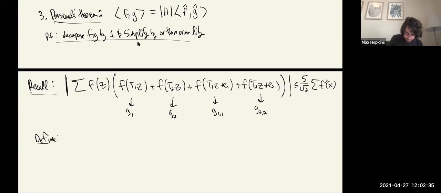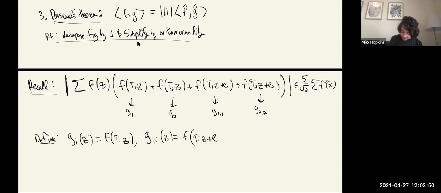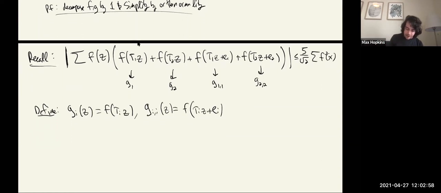Define Gi of z equal to f of ti of z, and Gii of z equal to f of ti z plus ei. We're just defining some notation to massage things into a form that is more familiar. So we can now rewrite this inequality, at least the left-hand side.